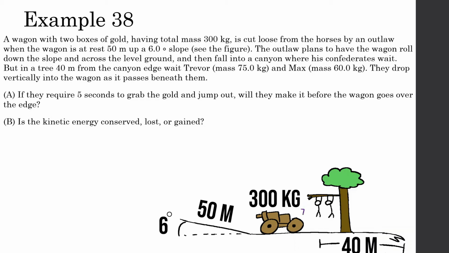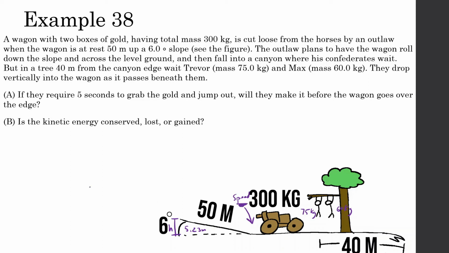If you want to pause this and try to figure it out on your own, please do that, because I know that was a lot. Okay, so let's see. First of all, let's try to find out how high this wagon was before it got cut loose, and then we can find what the speed is at the bottom here. So if this is 50 meters and that's 6 degrees, I'm going to use sine to figure that out. So 50 times sine of 6. And I see that the height is equal to 5.23 meters.